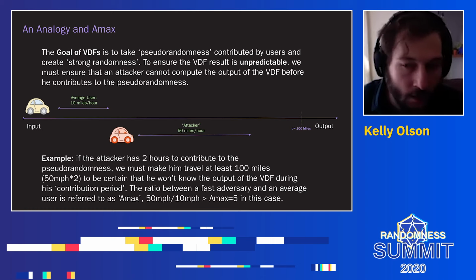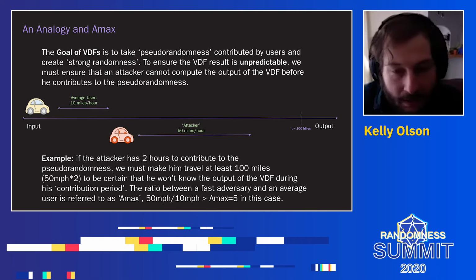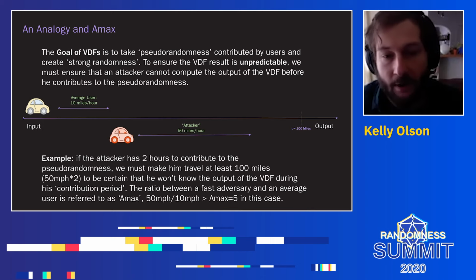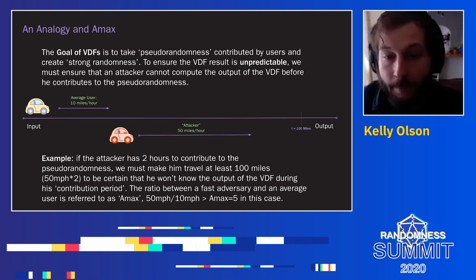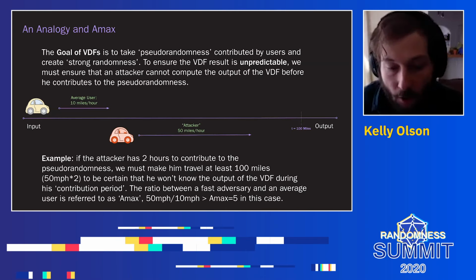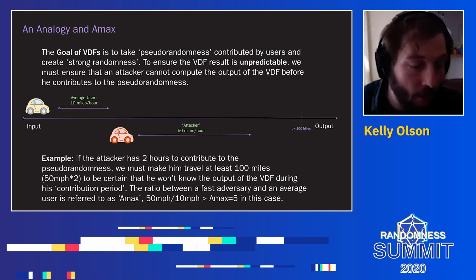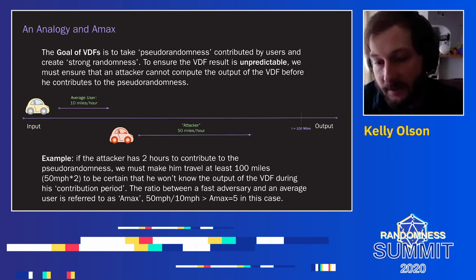So in a very simple example that we have right here, we have your average user, and maybe he's running on a normal laptop or a desktop, and we can think about him as computing this VDF at something like 10 miles per hour. We may also have an attacker who wants to be able to bias this randomness, and he may be much faster. This ratio between the average user and the attacker is something that we call Amax. And ultimately, the goal of all of this hardware acceleration research is to minimize this Amax number.